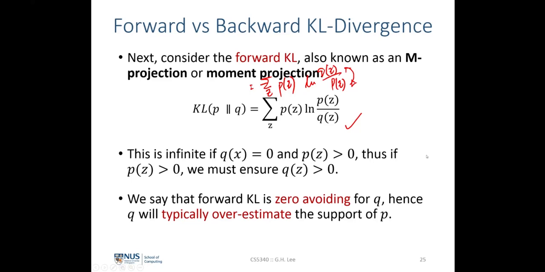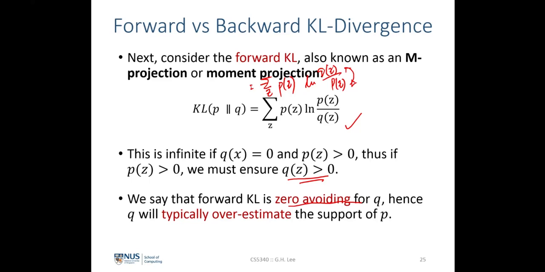What's interesting is that we can see from this particular expression that it becomes infinite when q equals 0 and p is more than 0. Thus, if p is more than 0, we must ensure that q must also be more than 0 in order for this whole term not to become infinity. So we typically say that this forward KL divergence is 0 avoiding for Q. Hence, Q will typically overestimate the support of P.